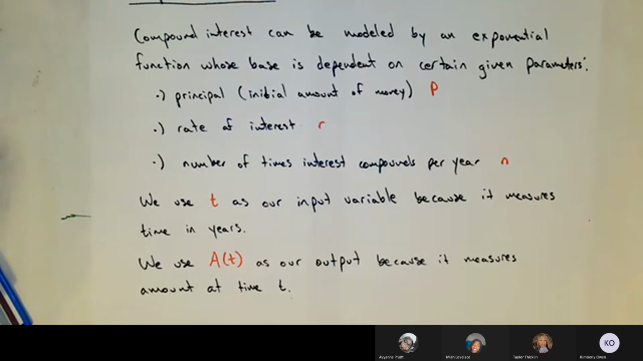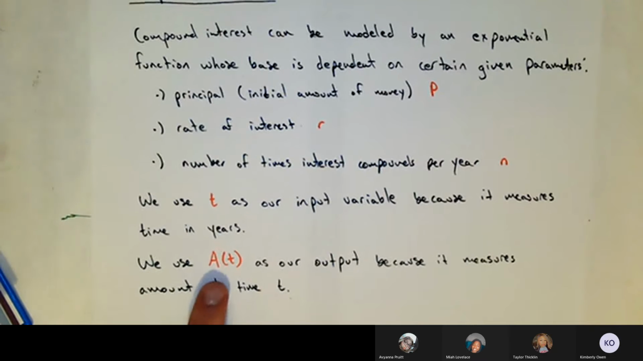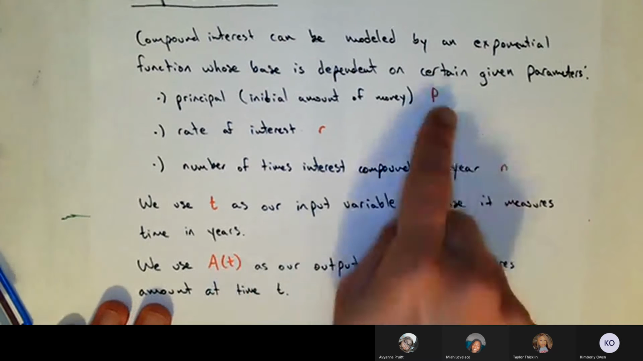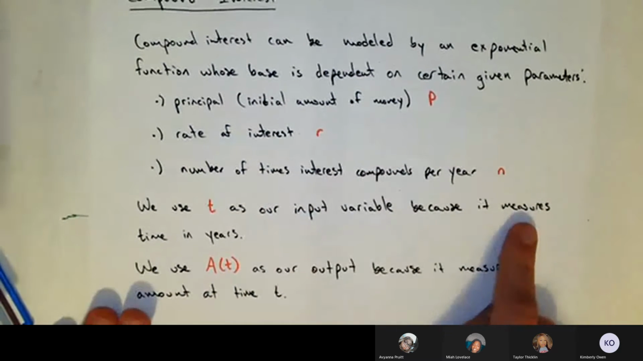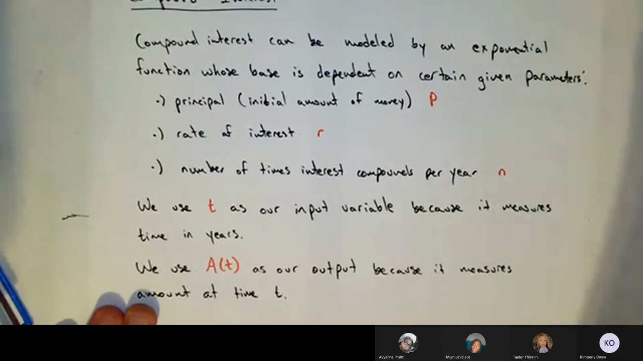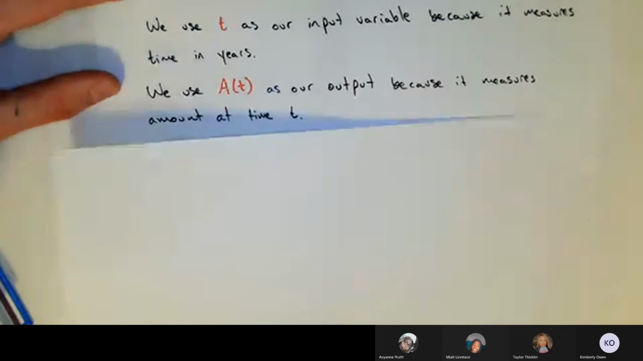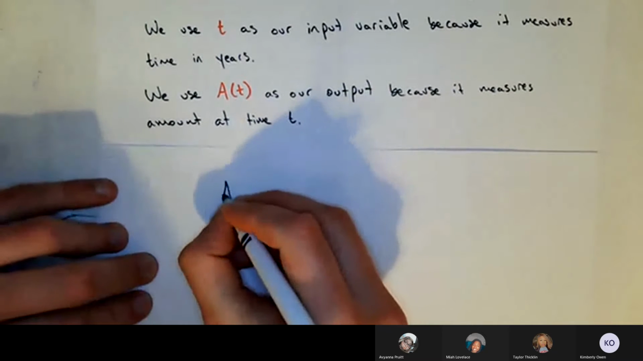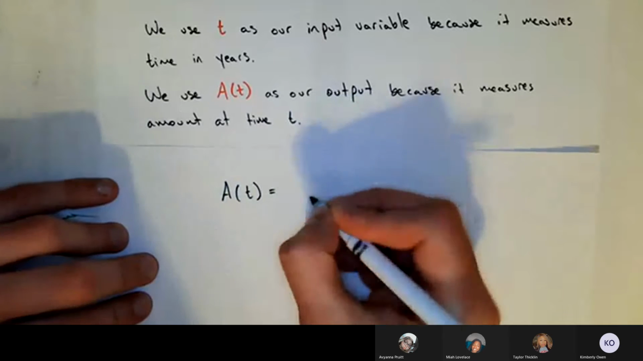Okay, so here are all the pieces. This is going to be the amount in your account after some number of years. And all of these things are going to be involved in the formula as well, in the base. So let me just go ahead and write down the formula now. You may have seen this before. It's a pretty popular formula.